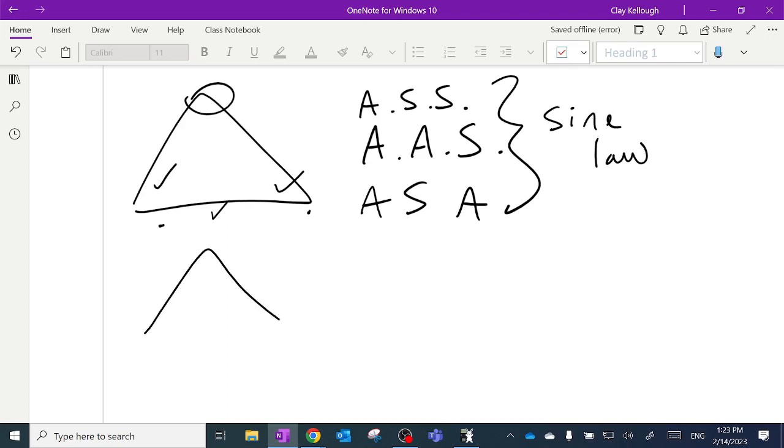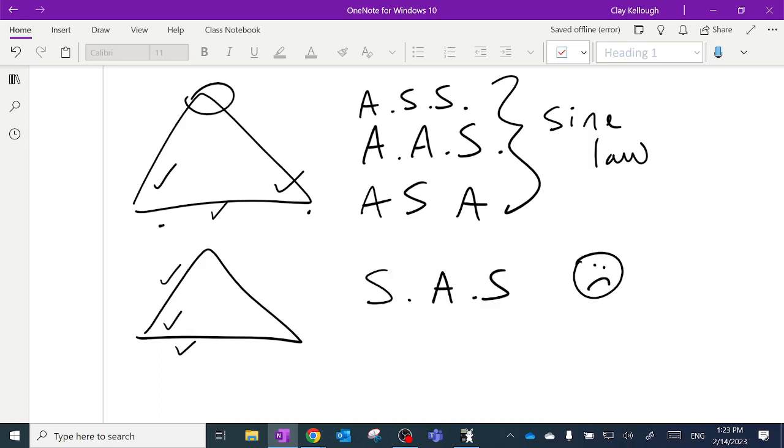But if I give you an angle between two sides, I'm stuck. I can't figure out an angle across from a side. I can't use the sine law. So side, angle, side, and we're stuck. We can't use sine law. So we need a new formula.